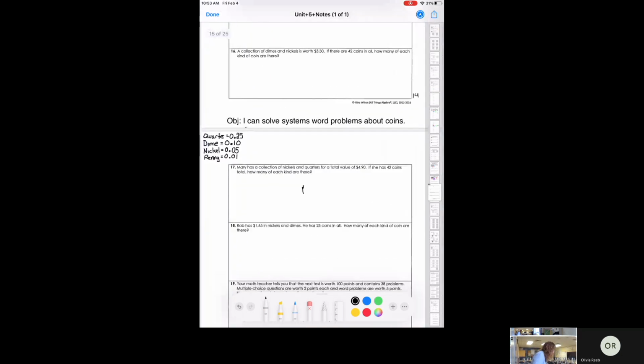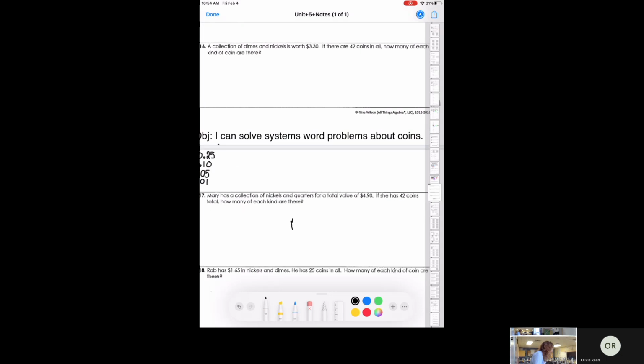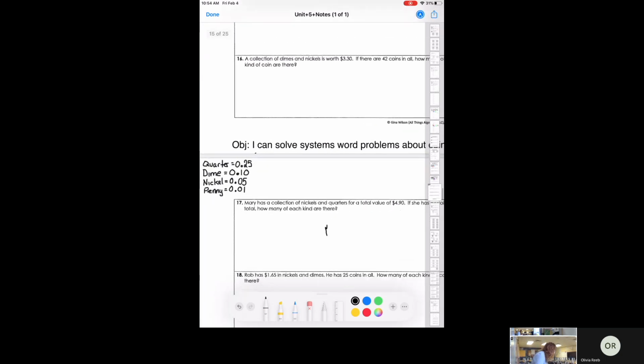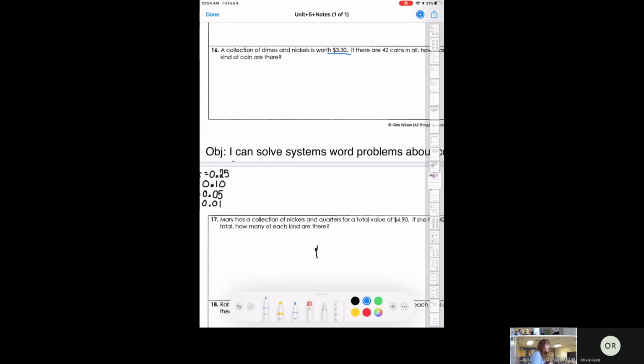So we're going to do problem 16. Problem 16 says a collection of dimes and nickels is worth $3.30. If there are 42 coins in all, how many of each kind of coin are there? All right, so we have a collection of dimes and nickels, and they're worth an amount of money. So we're going to use the amounts on the coins to write this equation. We're also going to say what we're talking about. We got dimes, and we've got nickels. Dimes are going to be D, nickels are going to be N.